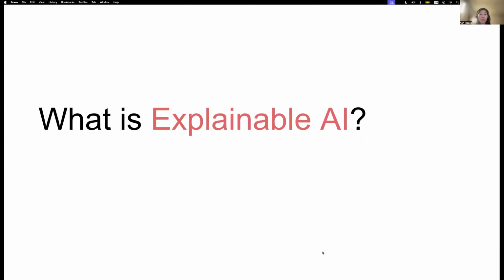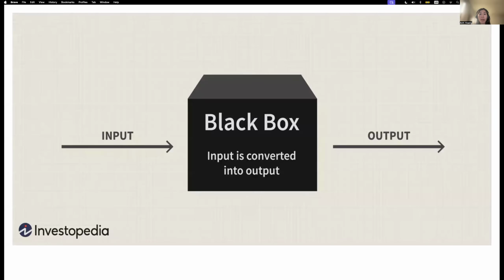XAI, or explainable AI, means making AI decisions easier to understand. Many models act like black boxes. We get an answer, but don't know why. XAI helps us open that box and see what is going on. Now let's take a look at how this actually works in practice.